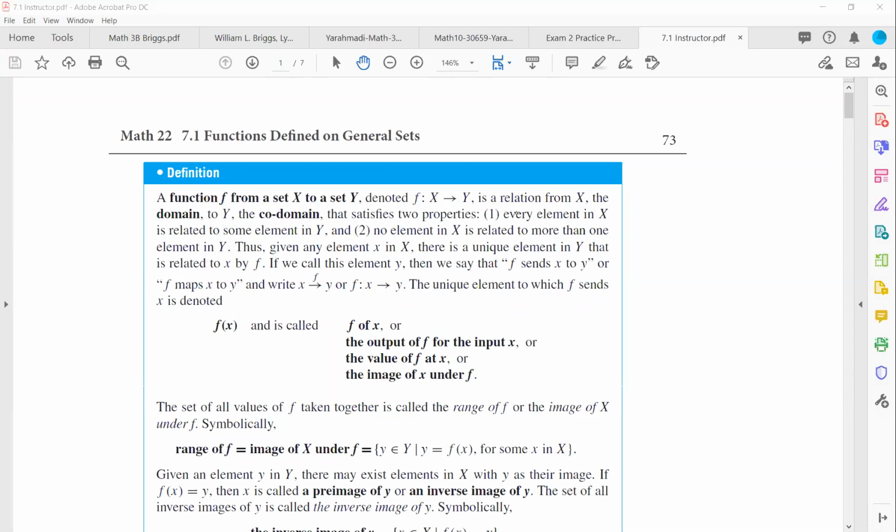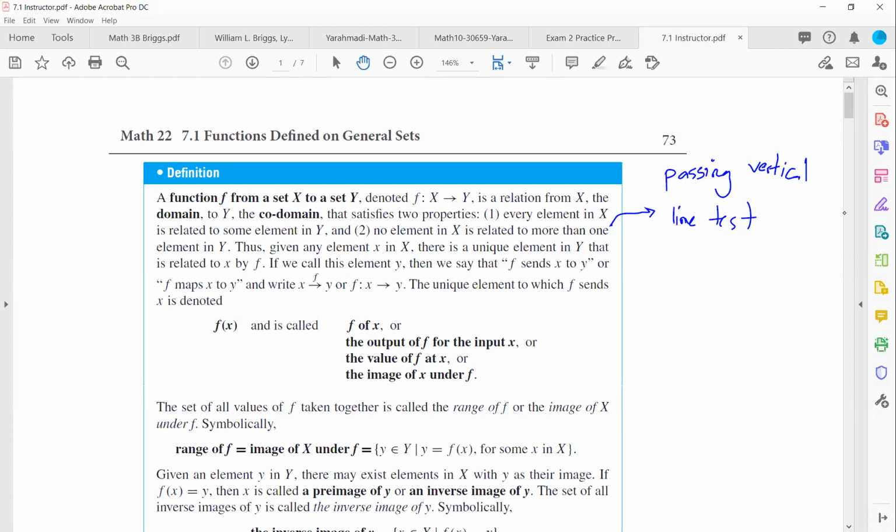The first condition is every element in the domain X is related to some element in the codomain Y. Second of all, no element in the domain is related to more than one element in Y. Remember that this condition is nothing but passing the vertical line test in algebra. Exact same meaning.